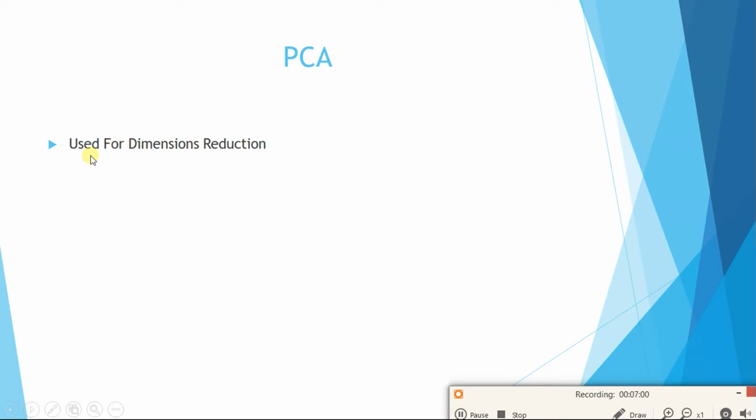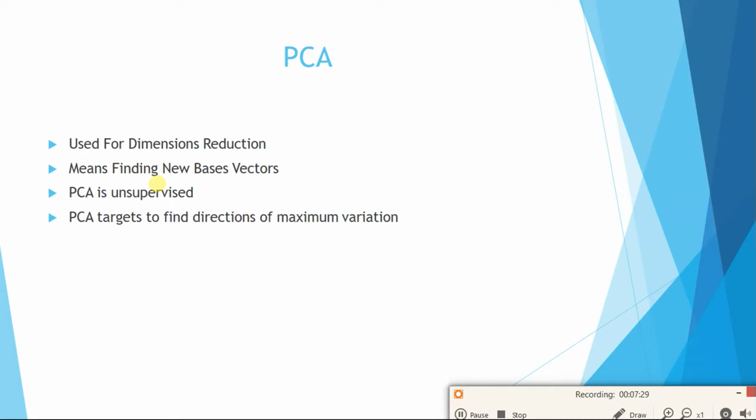So PCA is used for dimension reduction, which means finding new basis vectors, a new coordinate system, and shifting the old points to the new coordinate system. PCA is unsupervised, which means it does not care which class a point belongs to. Like in face recognition, it does not care which person's face the point shows. It only finds in which direction all the faces show maximum variation. So PCA targets finding the direction of maximum variation.